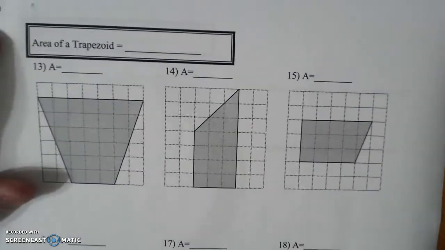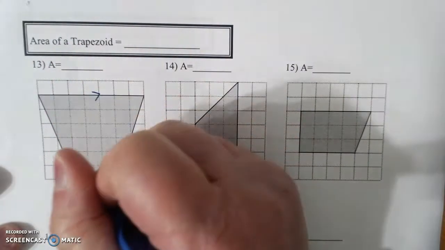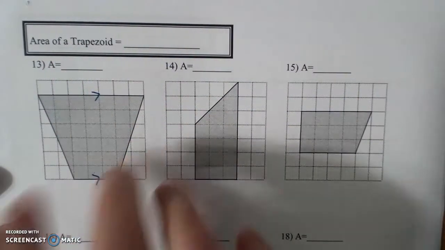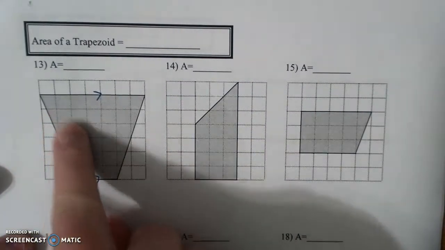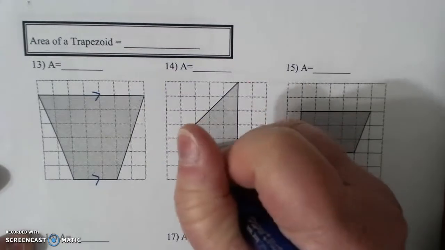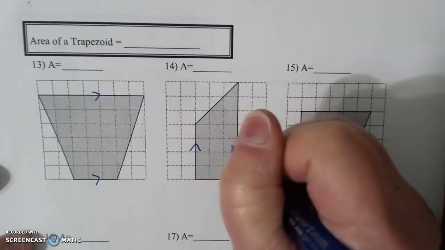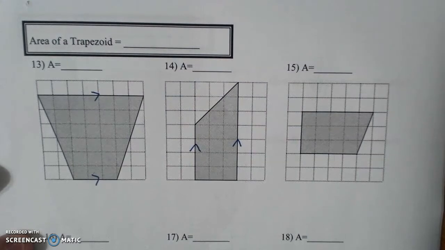The next figure is going to be a trapezoid, and this has one set of parallel lines and one set of non-parallel lines. And so this is considered an isosceles trapezoid. This is still a trapezoid because it's a four-sided closed figure with a set of parallel lines and a set of lines that are not parallel.